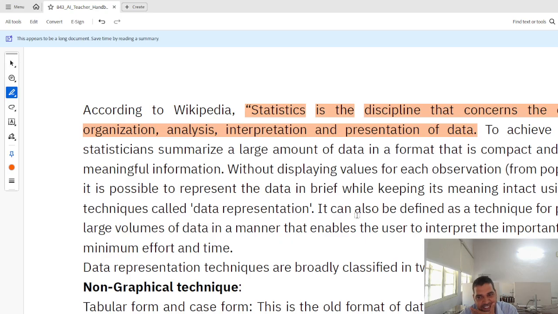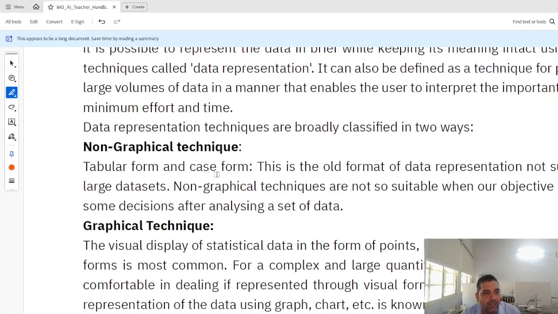It can also be defined as a technique for presenting large volumes of data in a manner that helps the user interpret the important data with minimum effort and time. So data representation techniques are of two types: the non-graphical technique and the graphical technique.